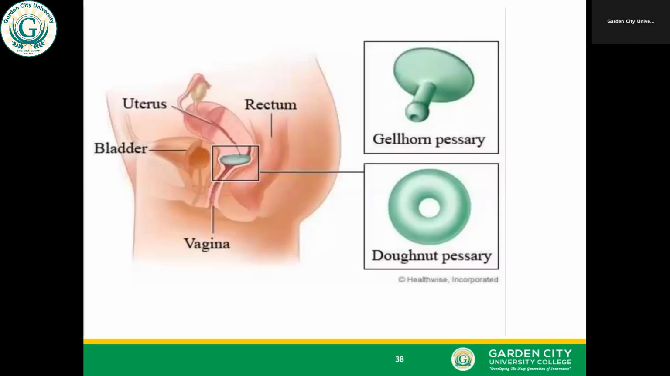So these are the pessaries. We have the Gellhorn pessary and then we have the donut pessary, which is the ring pessary that can be used. And this is how it is inserted. You put it in place so that it will prevent the uterus from sinking down into the vagina.